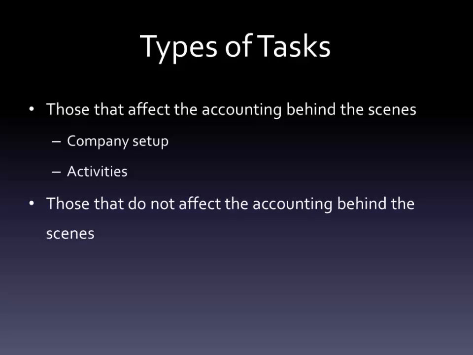Those that do not affect the accounting behind the scenes. So there are activities that happen that don't affect it. So lists. These are things that aren't behind the scenes but in our face. These are databases of vendors and customers and employees. Maybe jobs that we do, job types. We can do job costing, which is an incredible feature. It just takes a little effort. But then we can get so much information pulled out.